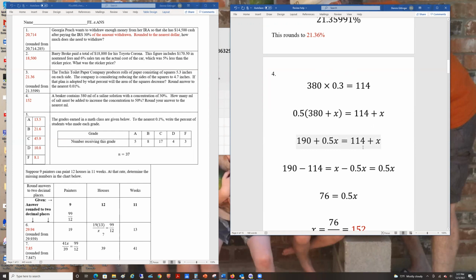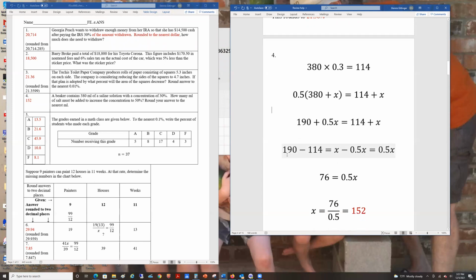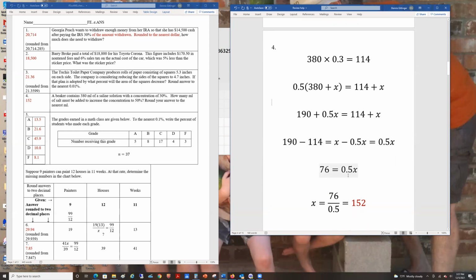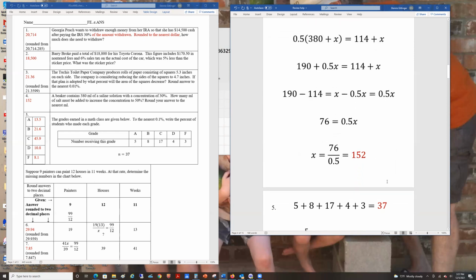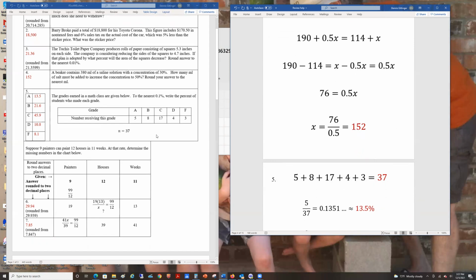I'm subtracting 114 from both sides and subtracting 0.5X from both sides to avoid negative numbers, because it's a little easier that way. 190 minus 114 equals X minus 0.5X. And this is 76 equals 0.5X, divided by 0.5, which is the same thing as multiplying by 2, and you get 152. So if you add 152 milliliters of salt to the existing 380 milliliters of solution, it will be 50% salt, and the other 50% is water.